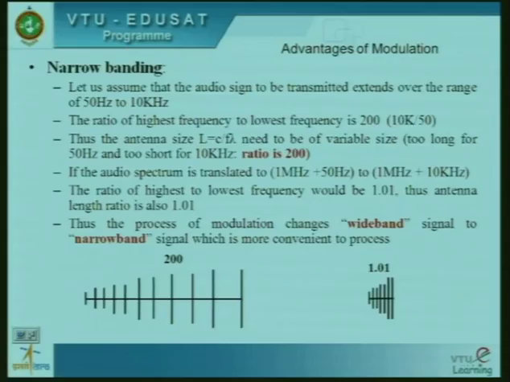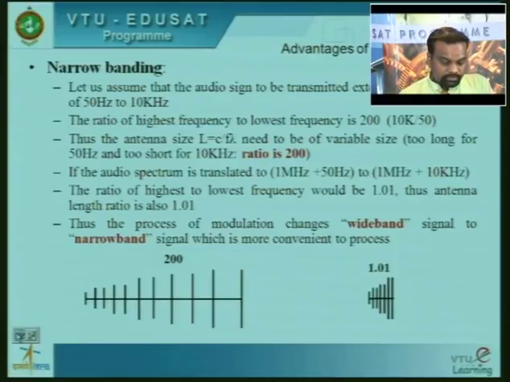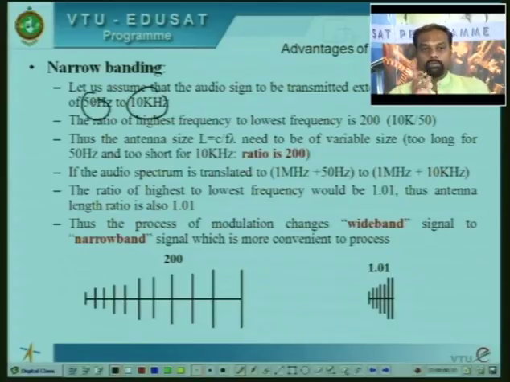Now suppose we calculate the length of the antenna required to transmit or to receive. The frequency ranges from 50 hertz to 10 kilohertz. Let us find out the ratio of the highest frequency to the lowest frequency. So we divide 10 kilohertz by 50 hertz to find out what would be the ratio between the highest frequency and the lowest frequency.